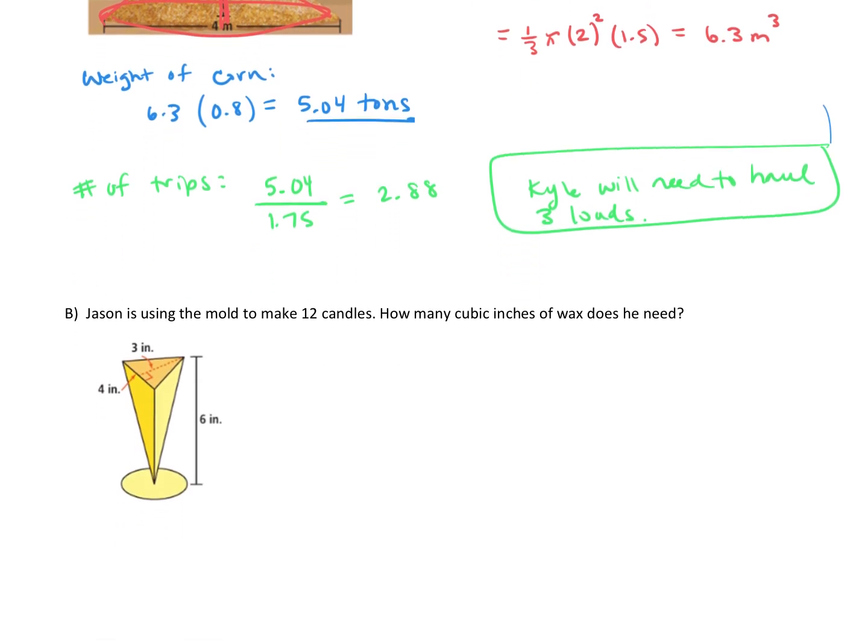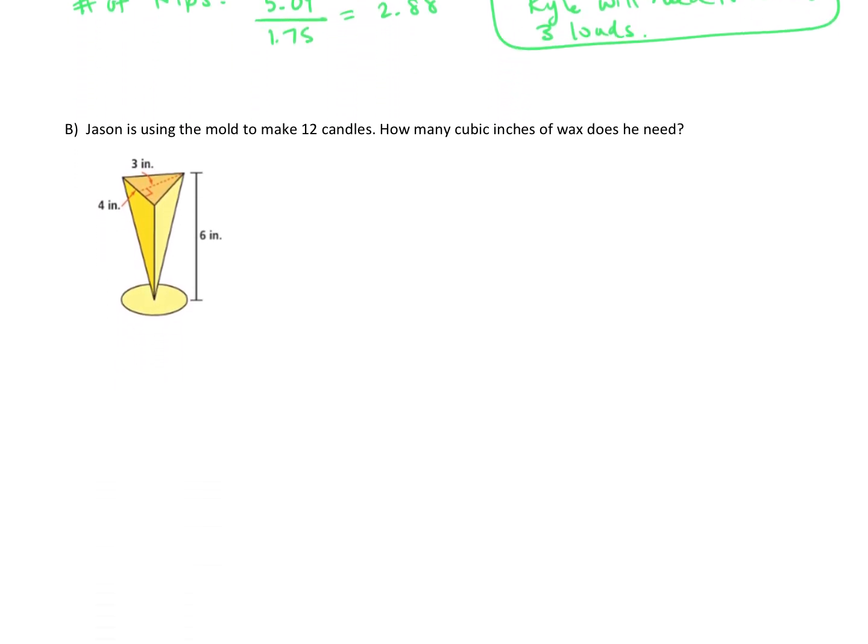All right, let's move on to Jason. What's Jason doing? Jason is using the mold to make 12 candles. So here's a candle mold right here. What he'll do is pour wax in here. It's going to fill up and harden and create a candle. How many cubic inches of wax does he need? So let's start by figuring out the volume of this candle mold.